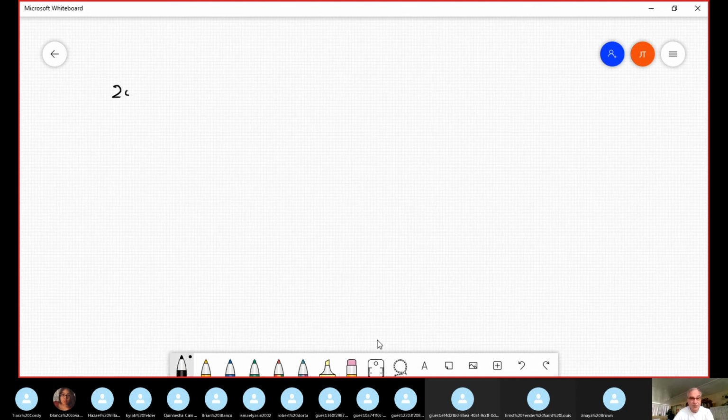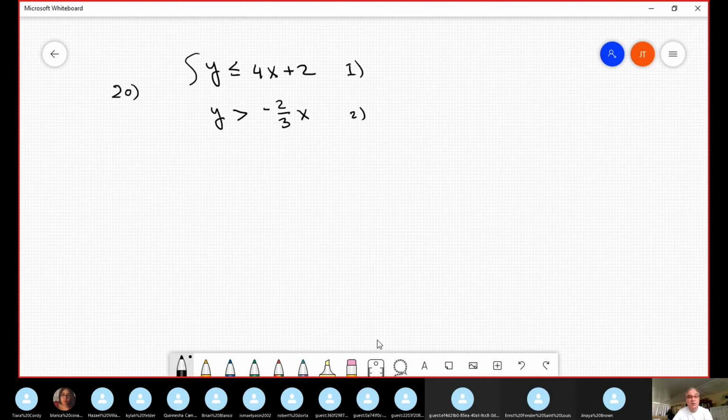Problem 20 is a system of inequalities. We have two inequalities: y less than or equal to 4x plus 2, and y greater than negative 2/3 x. Inequality number 1, inequality number 2. For a system of inequalities, remember, the solution is graphical. I need to do the graph of both inequalities.